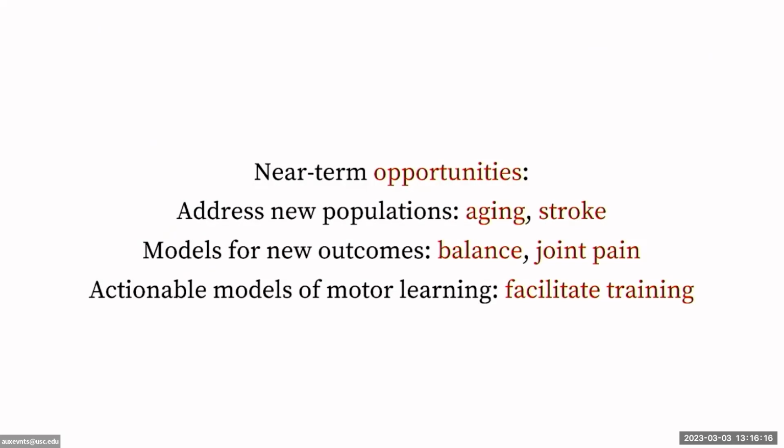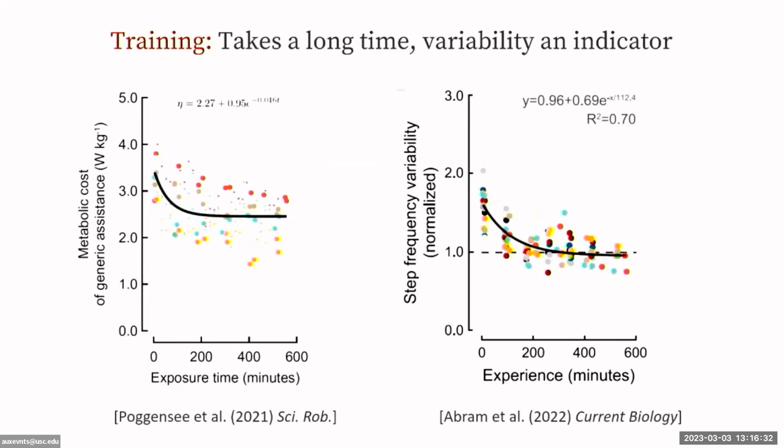Another important area, I think, in the near future is to develop actionable models of motor learning. So what I really want is to understand how I can help people learn how to use these devices faster. And we've done just a little bit of work, of this flavor in the past where we measure people's response as they're novice users of exoskeletons, learning to use these devices. We see that it takes a long time, like hundreds of minutes, and that there are indicators of expertise like variability of stride period.